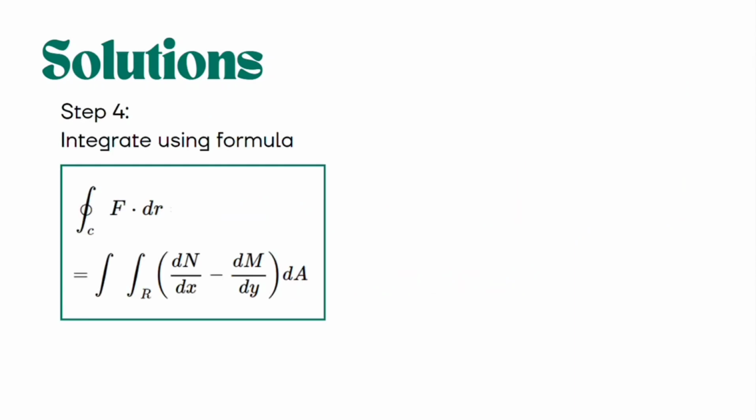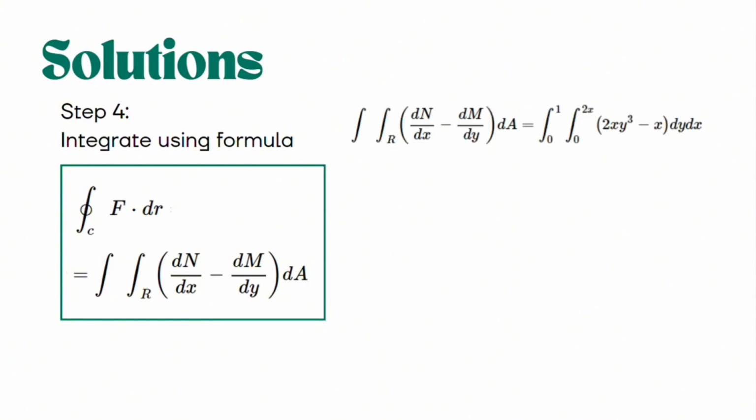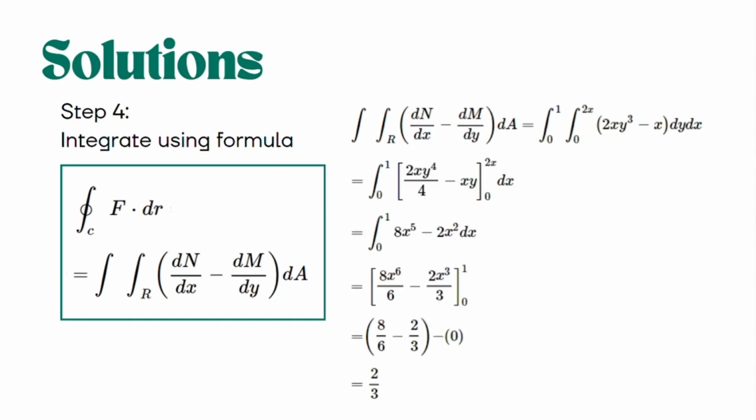Step 4, integrate using formula. So this is the formula in Green's theorem. We just substitute the value from the previous step and we got the answer 2/3.